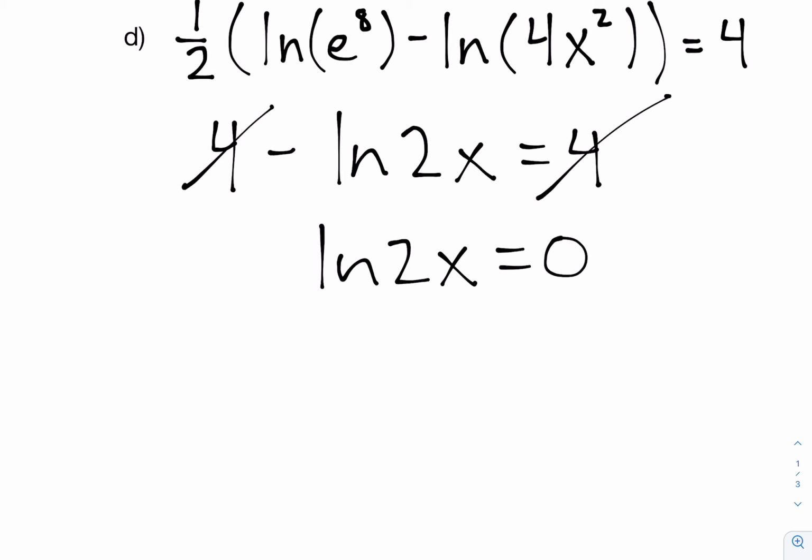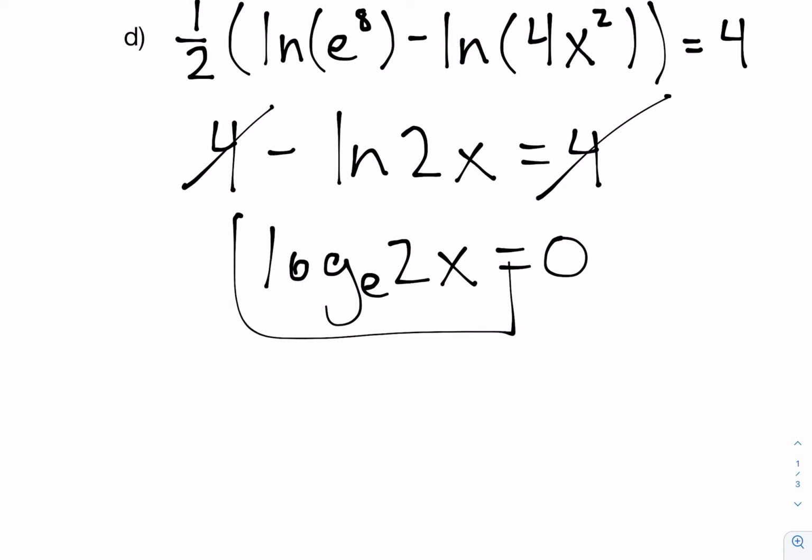Now let's get this into exponential form. Remember, the natural log is really just the log in base e, right? That's the same thing as the natural log. So we can get this into exponential form. Remember, 0 is a constant. If we have a log equaling a constant, we always get it into exponential form. So this base e raised to the power of what it equals, which is 0, equals 2x.